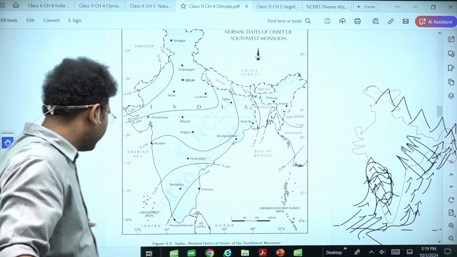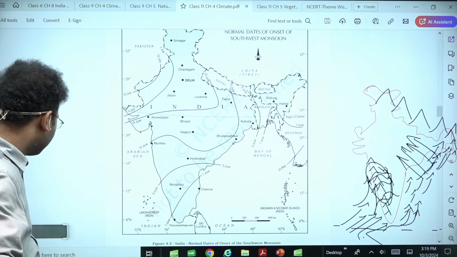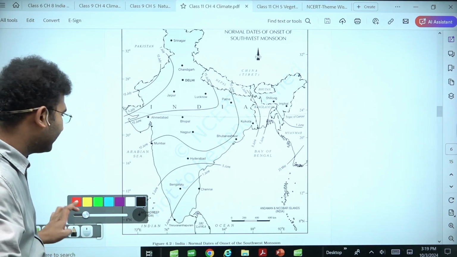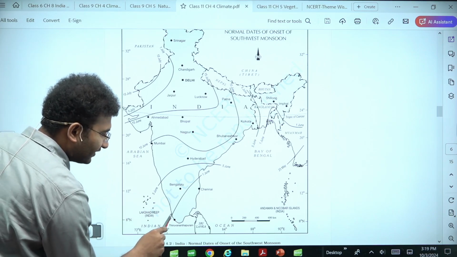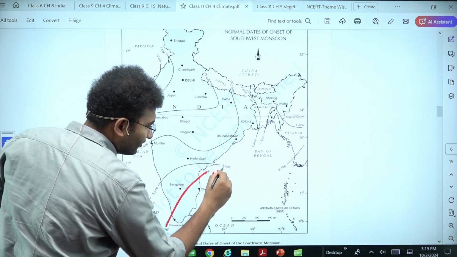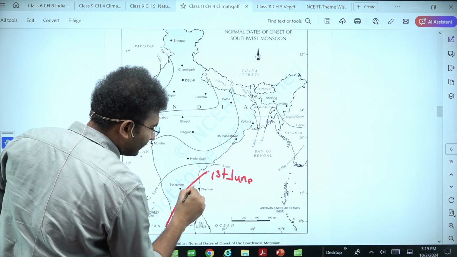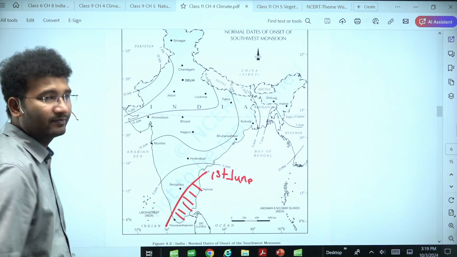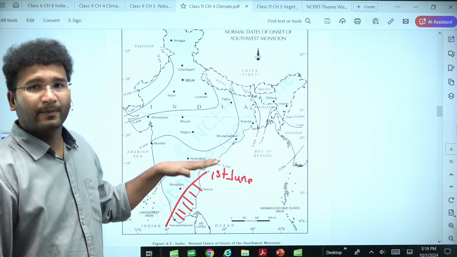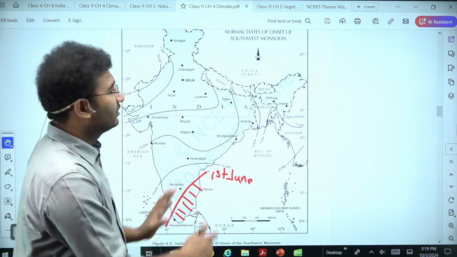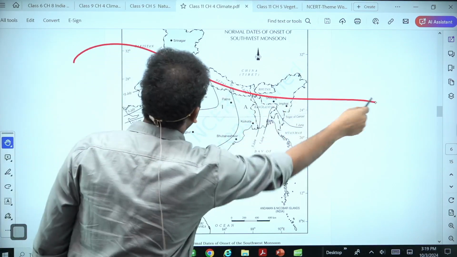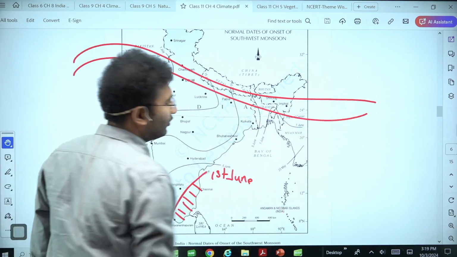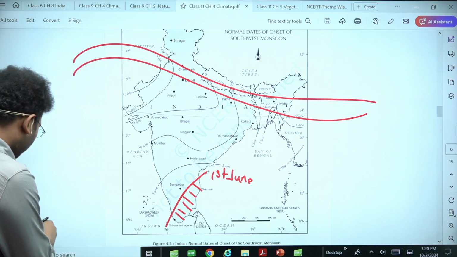But let me first give you the dates here. Follow the path here. This is the line of 1st June. On 1st June, these are the areas that are going to receive the rainfall. Now slowly the wind starts to move, and this is where your ITCZ zone is. All the winds want to move there. So 1st June is there.